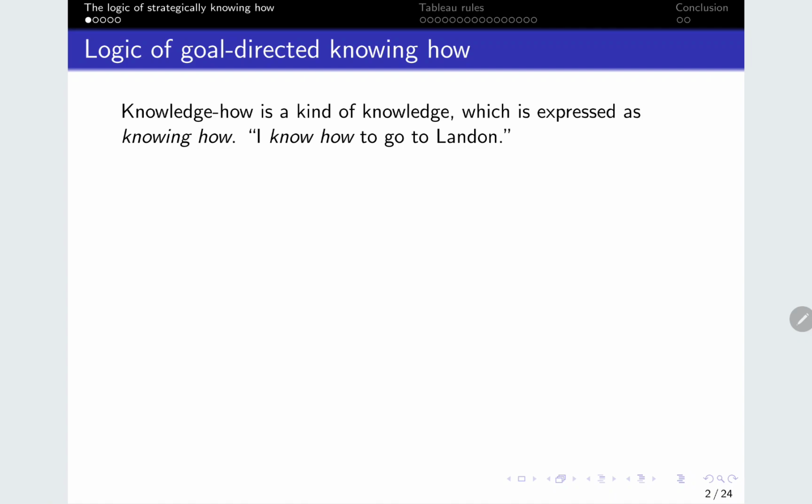We know that epistemic logic is a logic for reasoning about knowledge. The knowledge formalized by epistemic logic is also called knowledge that, because the knowledge is expressed in language as knowing that. Besides knowledge that, there is another kind of knowledge called knowledge how. Knowledge how is expressed as knowing how, such as I know how to go to London, I know how to swim, and so on.